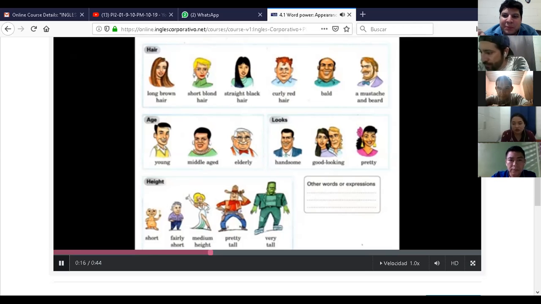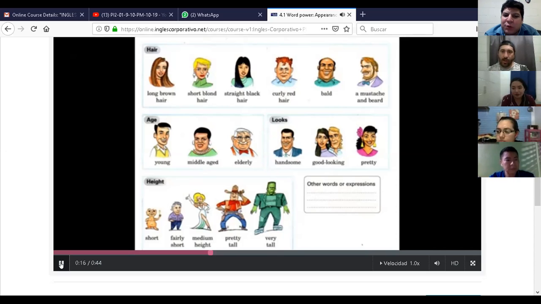Pretty tall. Now, pretty recommendation with pronunciation, guys. If it's difficult for you to pronounce it, extend the sounds. Okay. So, pretty black hair. All right, the next one. Very tall. Very tall. Here. Very tall. Make it vibrate.